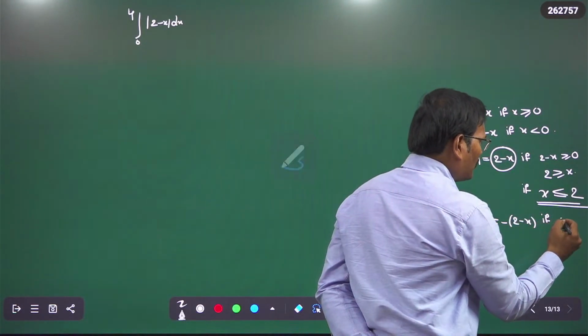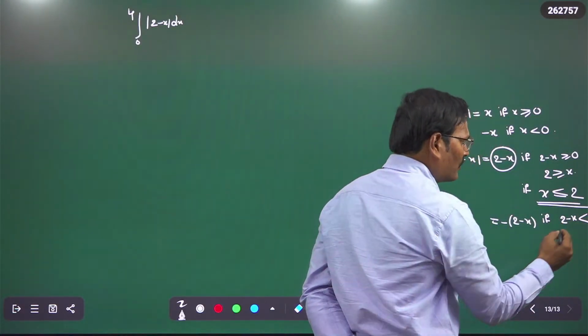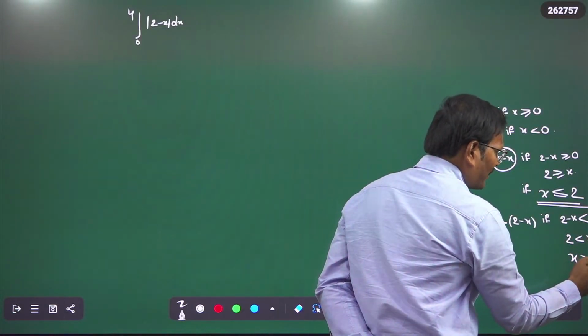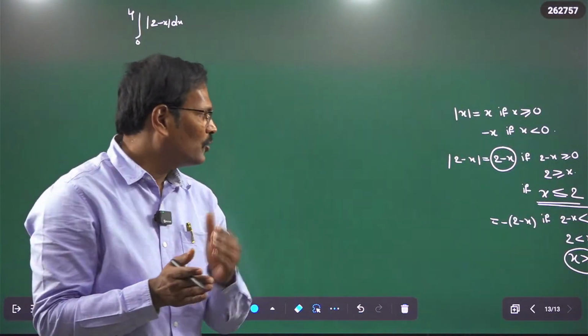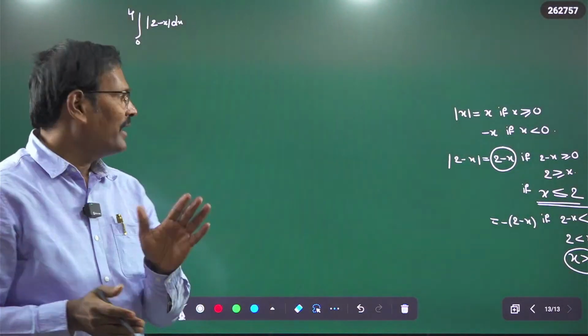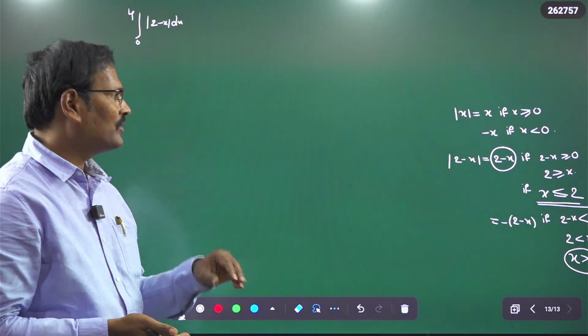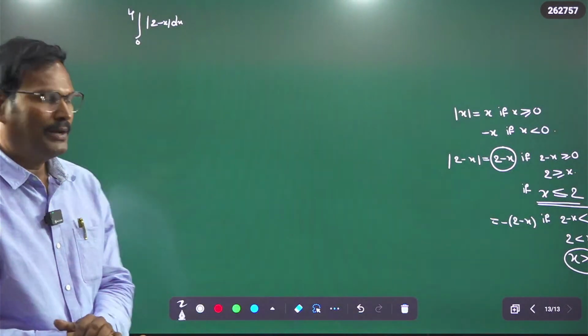So if 2 minus x is less than 0, then 2 is less than x, so x is greater than 2. So the function value is 2 minus x when x is less than or equal to 2. If x is greater than 2, the function value becomes minus of 2 minus x. You have to remember this.